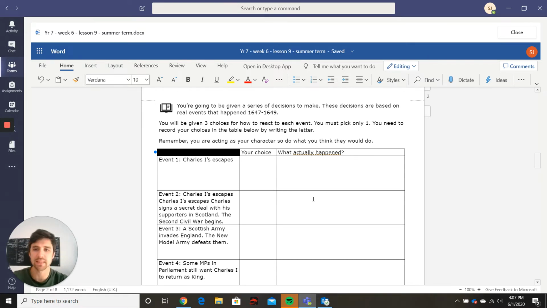Now, as it says, you're going to be given a series of decisions to make. These decisions are based on real things that did actually happen between 1647 and 49. In each context, you'll be given 3 choices.